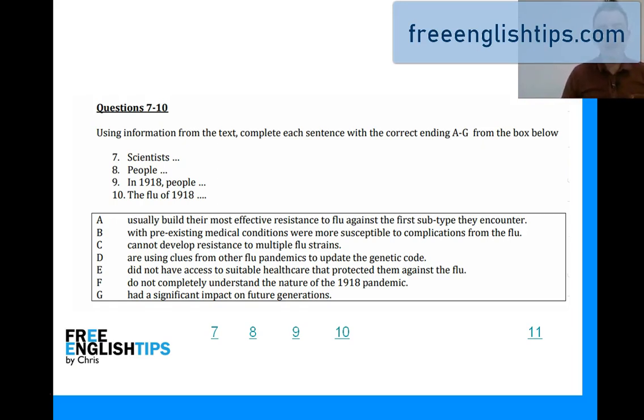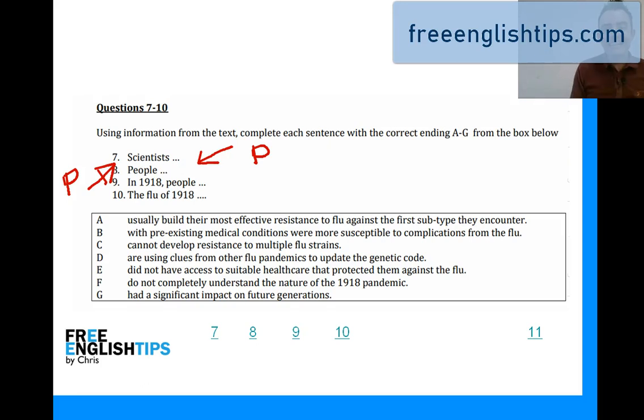So they have to match. Make sure that your subject and your verb agree. Okay? Let's look at the particular starts of these sentences. So the first one, we would look at scientists. Okay? So that would be plural. All right? That would be plural. People would also be plural. Okay?